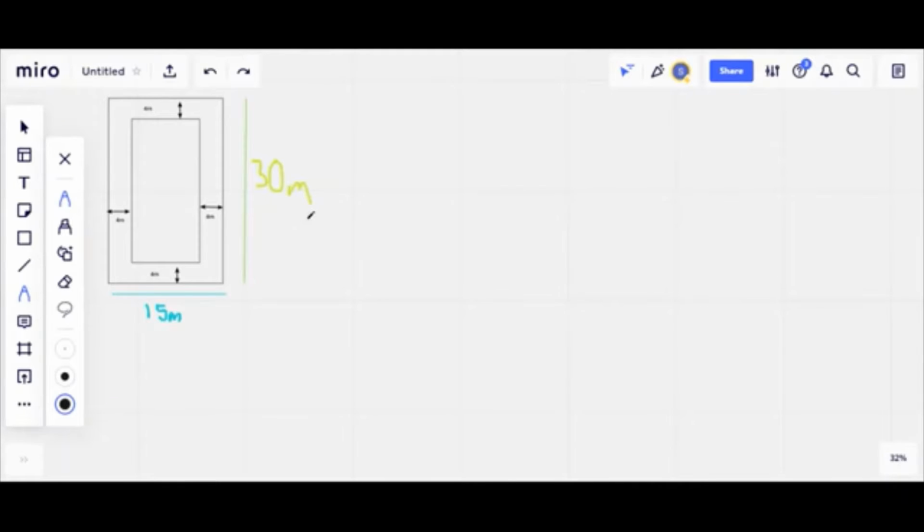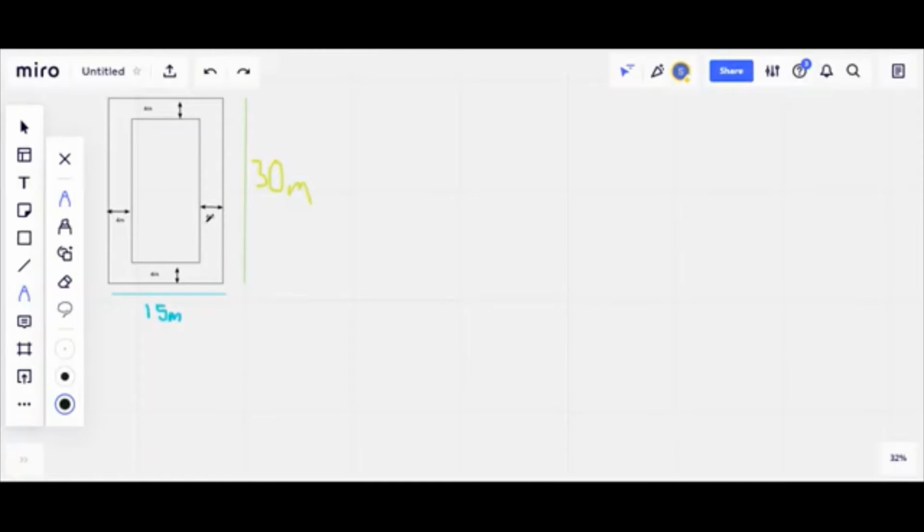So in this video, we're going to have a look at finding the area of this composite rectangle here. So you can see we've got two rectangles. What we're trying to find is the area of this outside section here. So we're trying to find that outside area.